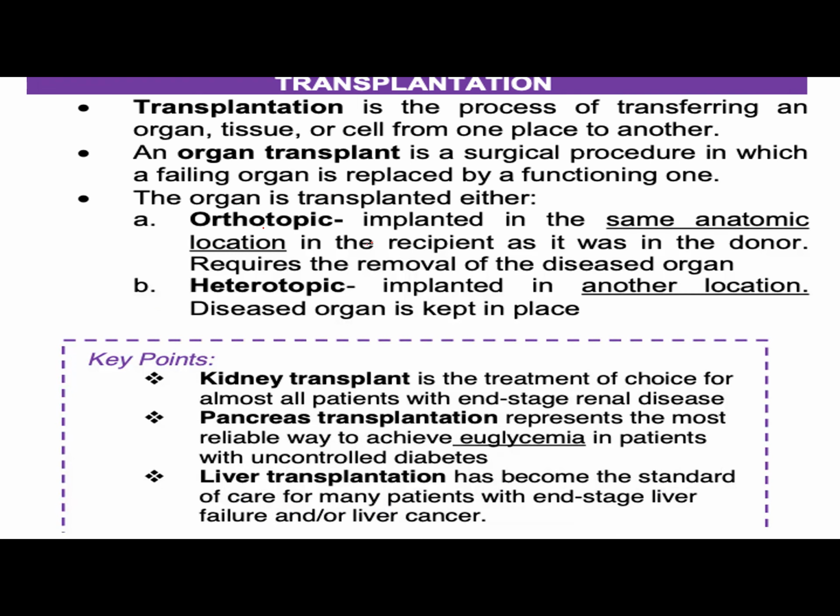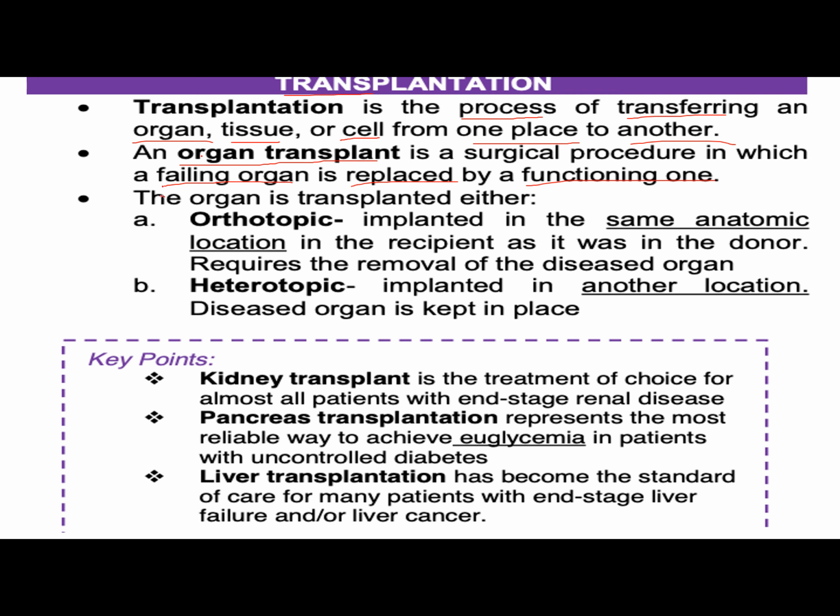Now, whenever we talk about transplantation, class, the thing you need to remember is that this refers to the process of transferring an organ, a tissue, or a cell from one place to another. From the word trans, meaning to transport, and plant, meaning to place. You're going to transfer an organ, tissue, or cell from one place to another. Now, take note, class, that an organ transplant is a surgical procedure in which a failing organ is replaced by a functioning one. Take note of this, class.